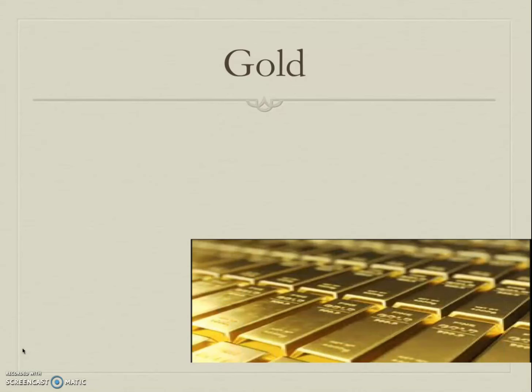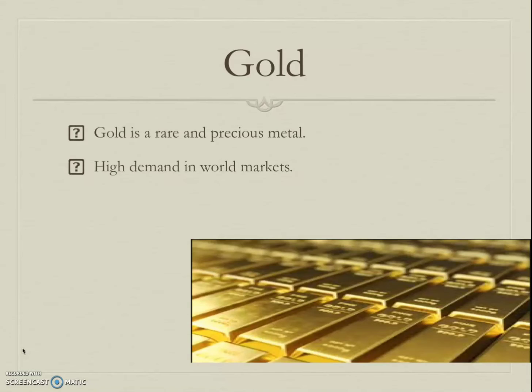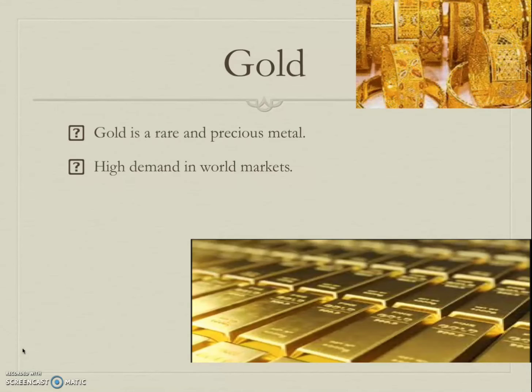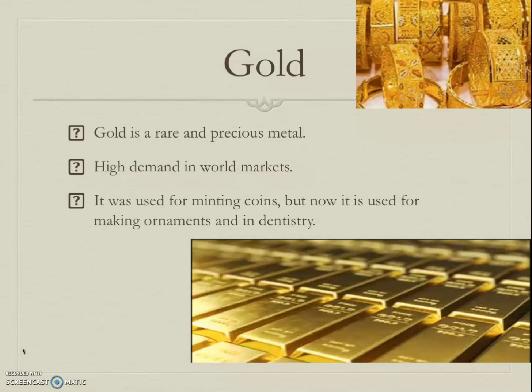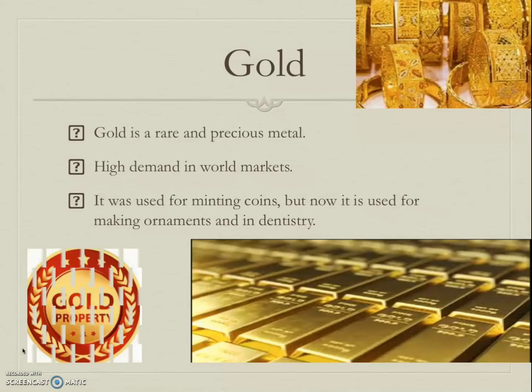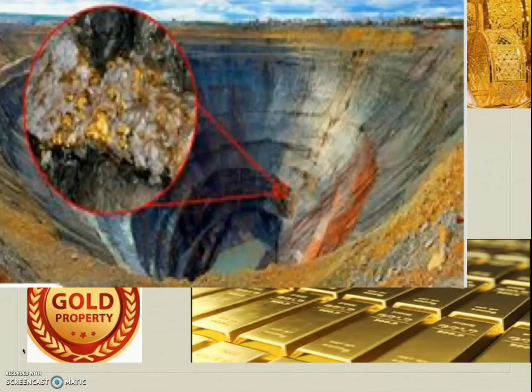Next, we are going to see about gold. It is a rare and precious metal. Hence, it has high demand in the world market. Formerly, it was used for minting coins, but now it is used for making ornaments and in the field of dentistry. It is regarded as a symbol of prosperity and a form of wealth. China is the world's largest producer of gold. Also, Australia, Russia, United States, South Africa, and Canada are the major producers of gold. In India, Karnataka is the largest producer of gold. Sokola gold field is one of the deepest mines of the world.